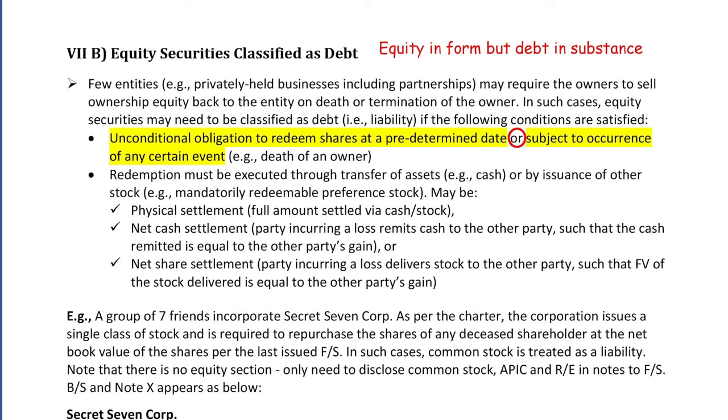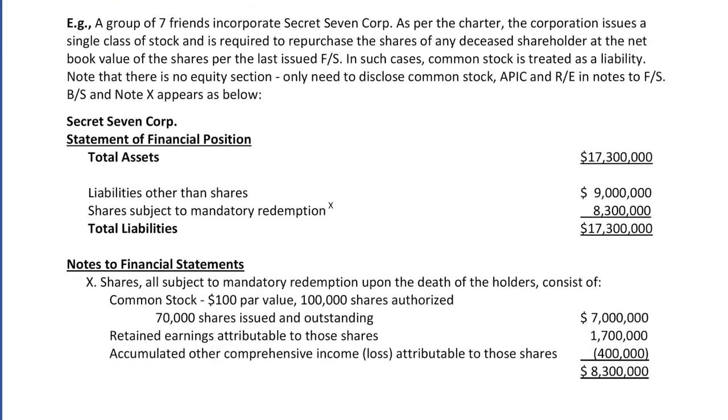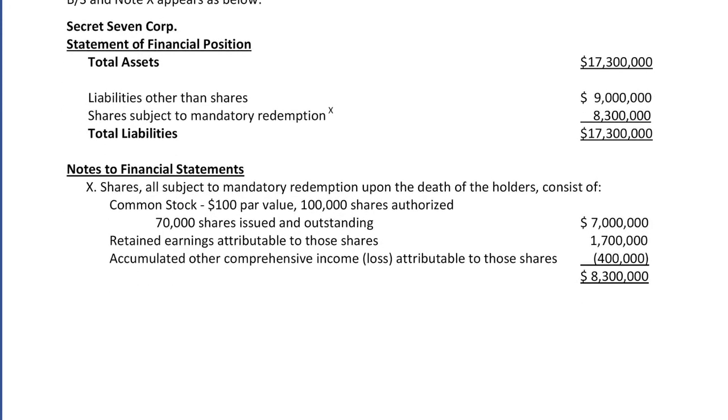Now, come down towards the bottom of this page and look at the example there. It says Secret 7 Corp is formed by 7 friends and a single class of common stock is issued. There is a provision requiring the corporation to repurchase the shares of any shareholder who dies by the payment of cash equal to the net book value of the shares on the latest financial statement prior to the death. In such a circumstance, the common stock is treated as a liability. So the balance sheet may appear as follows.